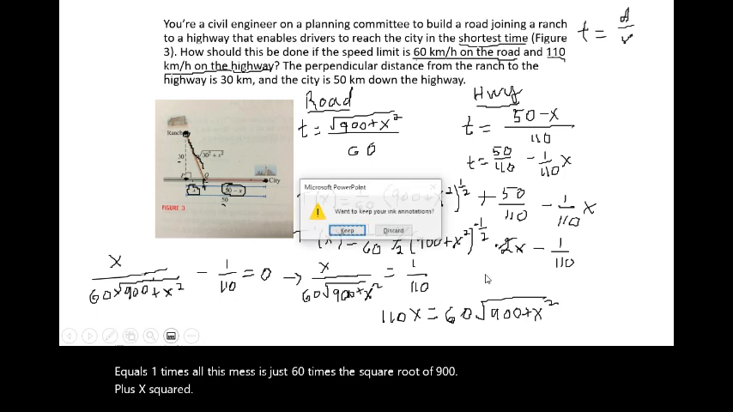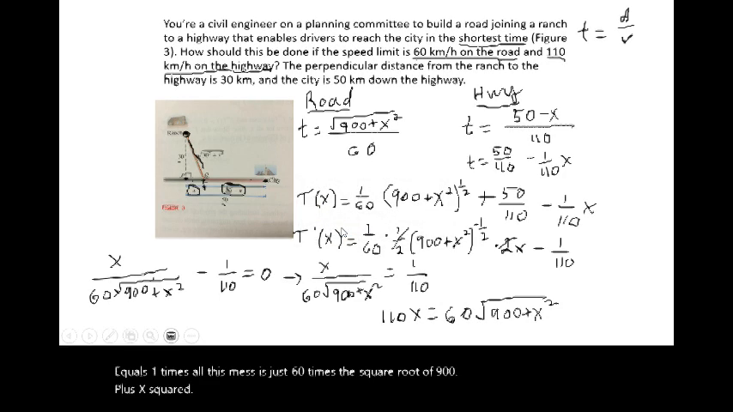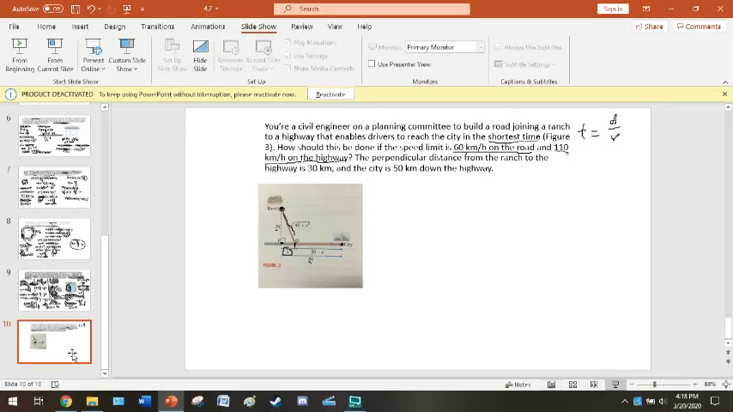Now I am out of room, so I am going to go on to another slide. So just give me one moment. We need a little more room than this.